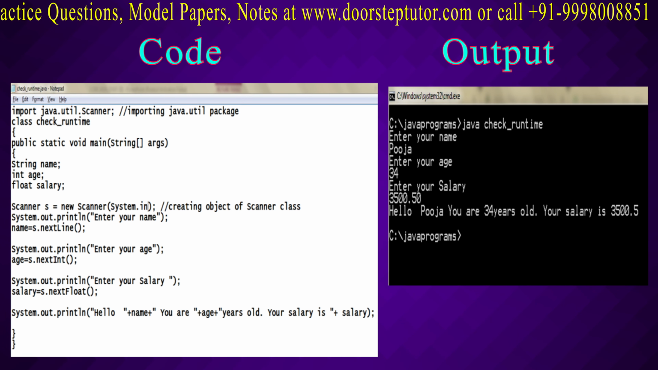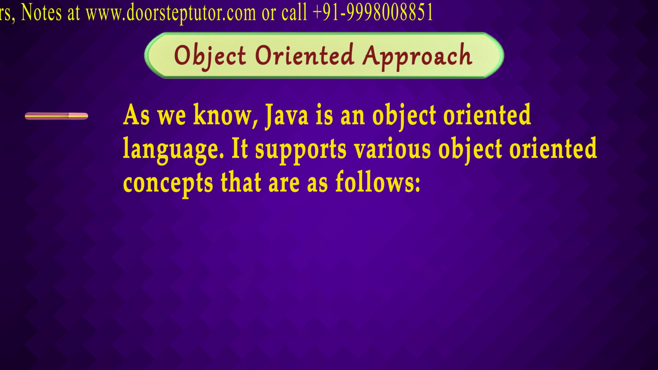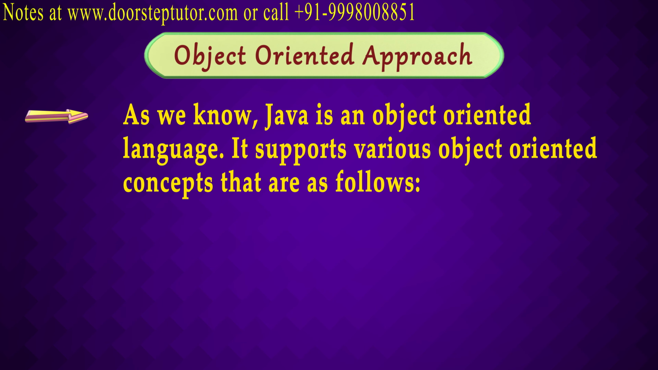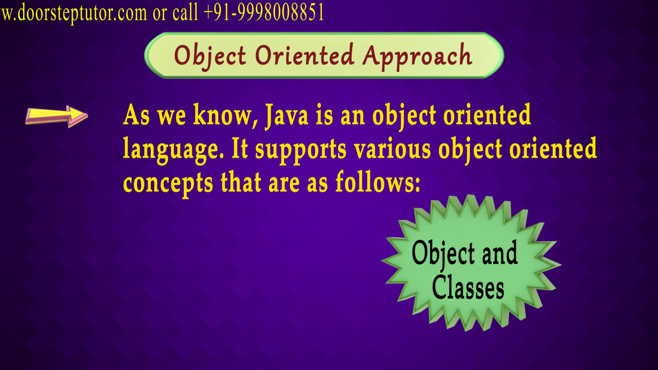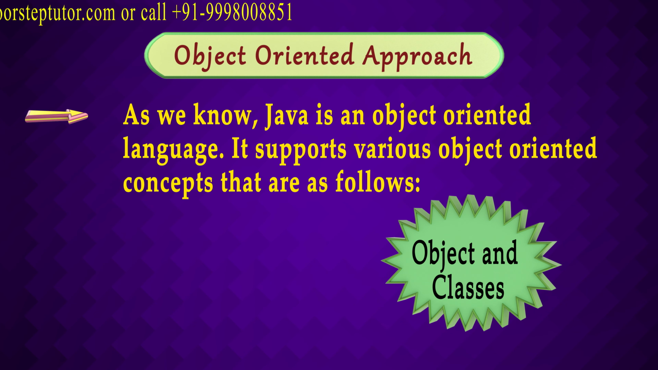So let's move to the next slide, that is the object oriented approach. As we know, Java is an object-oriented programming language. It means that we handle everything over here in the form of classes and objects. So first we need to create a class. According to the requirement, we can mention the data members and functions inside the class. Then we can create an object of the same class and use those members and functions.